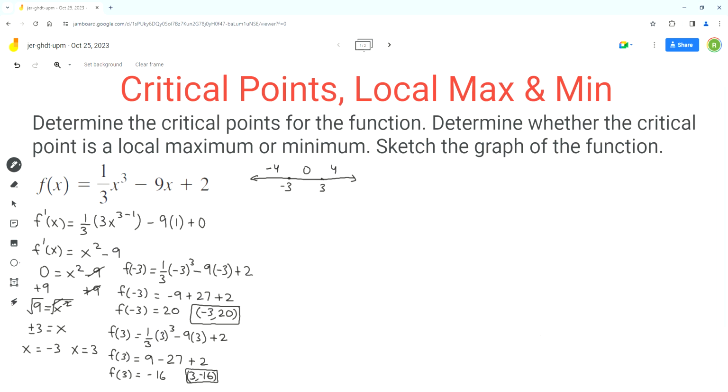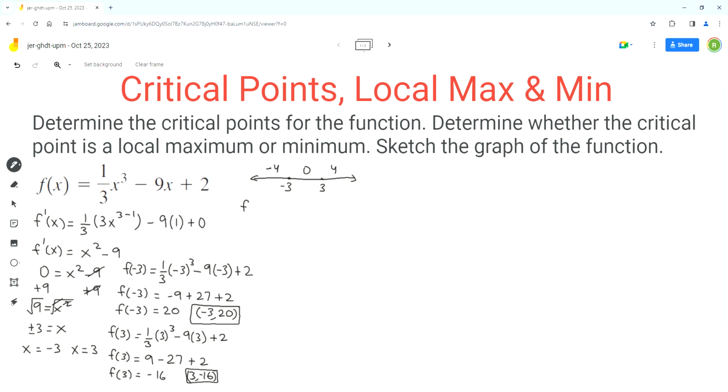So we have to sub in these test values one by one in the derivative of the function. If the derivative value is greater than 0, that means the function is increasing in that interval. And if the derivative value is less than 0, that means the function is decreasing in that interval. So we'll use the expression for f prime of x.